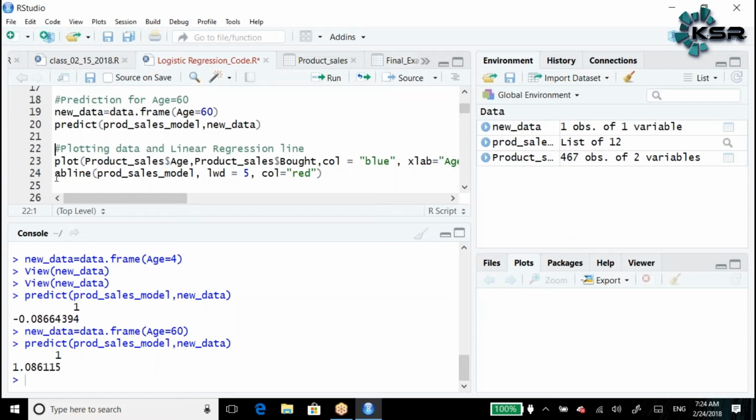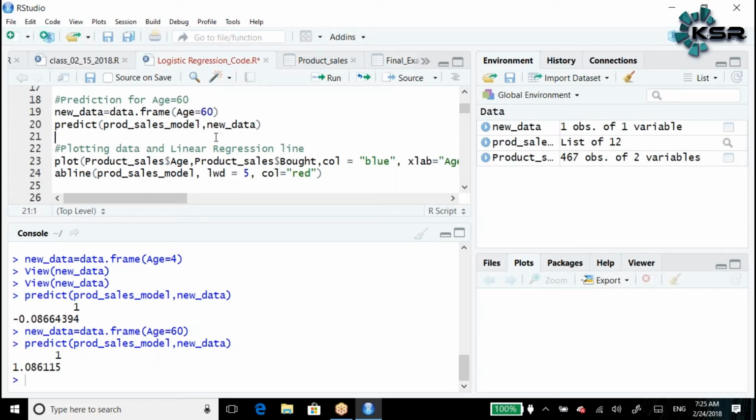So yesterday, and the day before yesterday, we drew a plot, right? How do we check it? How do we plot the data? Plot of product sale $age. Always make sure that in plot of x comma y, before the comma we write the independent variable, and after the comma the dependent variable. Here, plot product sale $age.